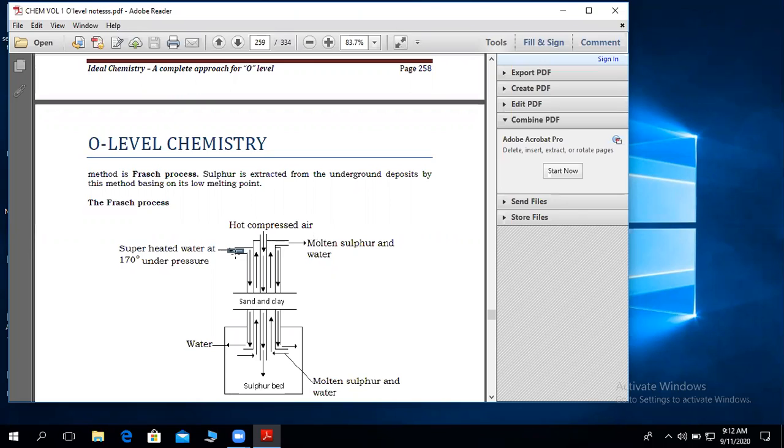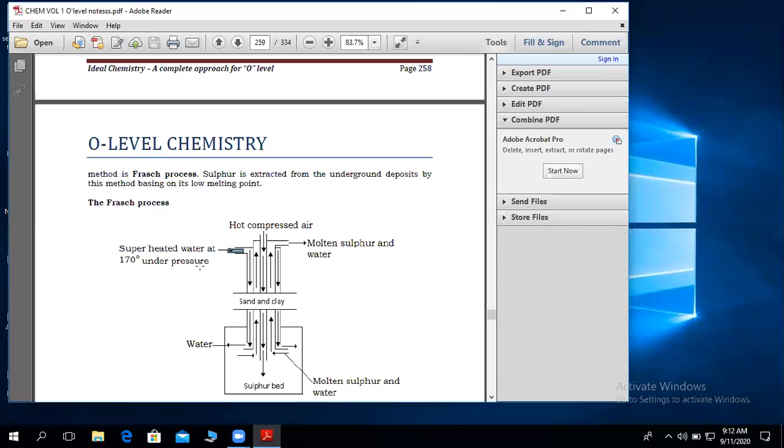So this is the outermost pipe. I told you that we use three concentric pipes. After the outermost pipe, there is the innermost pipe. We have three pipes: the outermost, then the middle pipe, and then the innermost pipe. In the innermost pipe, we add hot compressed air, very hot air.